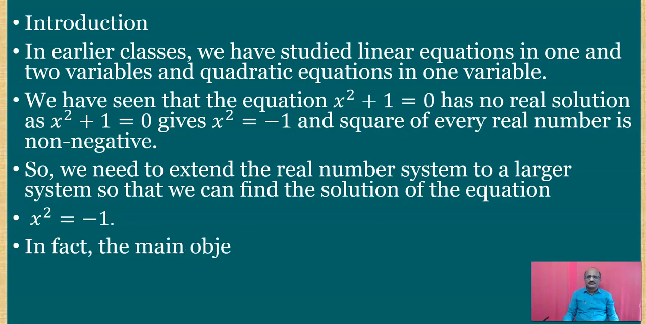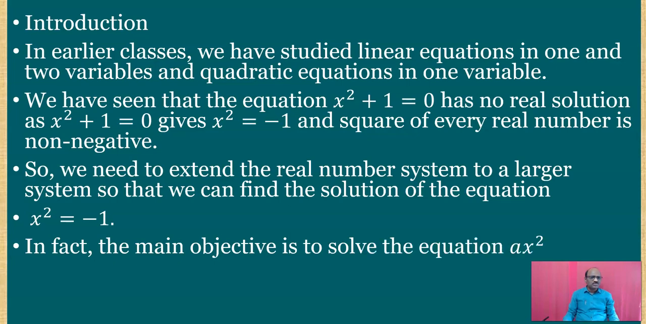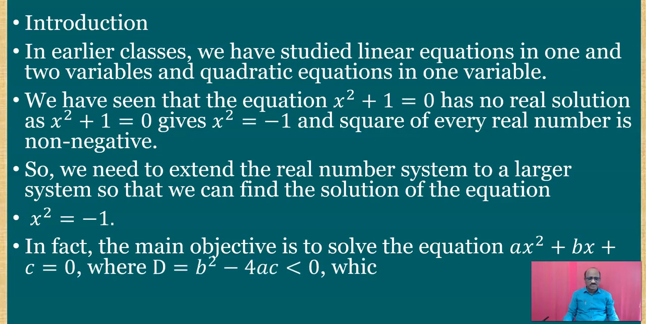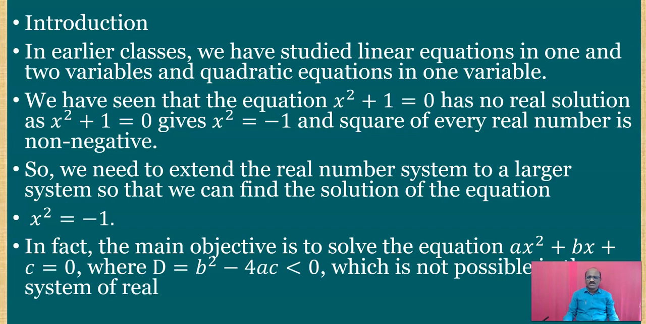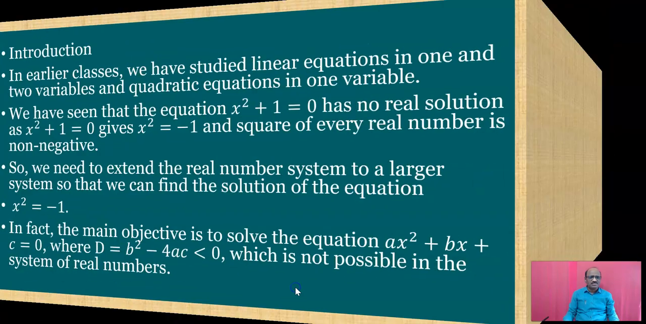In fact, the main objective is to solve the equation ax square plus bx plus c is equal to 0, where d is equal to b square minus 4ac. If the discriminant is less than 0, the solution of the quadratic equation is not possible in the system of real numbers.